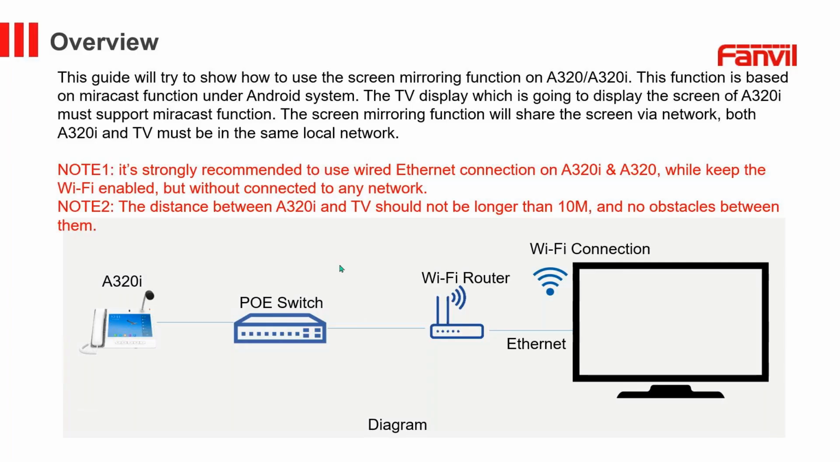It's strongly recommended to use a wired Ethernet connection on the A320 and A320i, while keeping the Wi-Fi enabled but not connected to any network. And the distance between the TV and the console phone should not be longer than 10 meters, with no obstacles between them, to have a clear and smooth streaming on your TV.